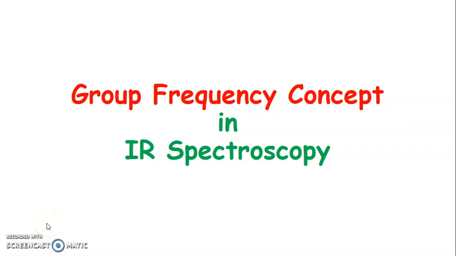Hi all. In this lecture, we are dealing with group frequency concept in IR spectroscopy. An important observation made by early researchers is that many functional groups absorb IR radiation at about the same wave number, regardless of the structure of the rest of the molecule. Hence, characterization of functional groups in substances according to the frequencies and intensities of the peak is feasible, and it helps to propose its structure.